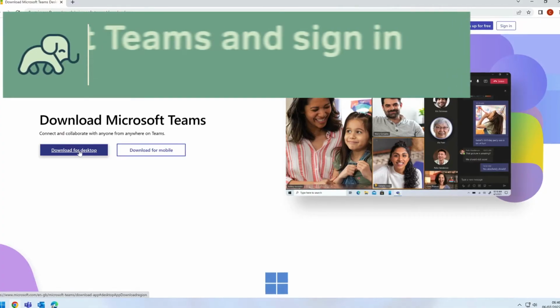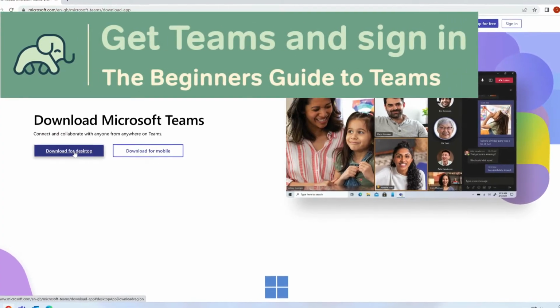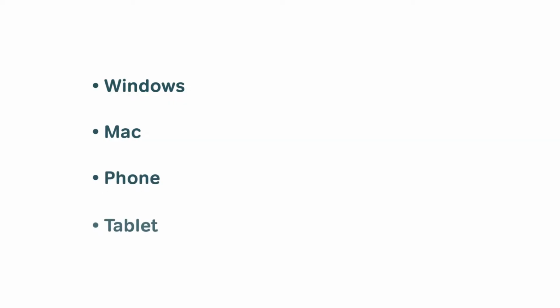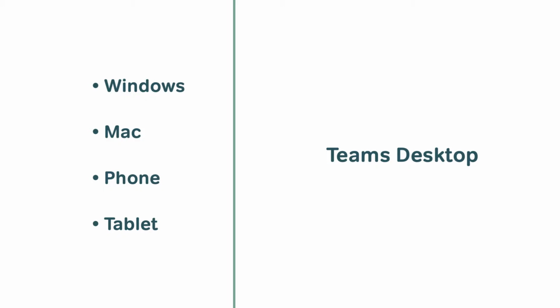To get started, let's make sure you've got access to Microsoft Teams. Teams is available on Windows, Mac, phone and tablet. For the best overall experience, I recommend that you use Teams on your desktop or laptop computer, and that version is known as Teams Desktop.